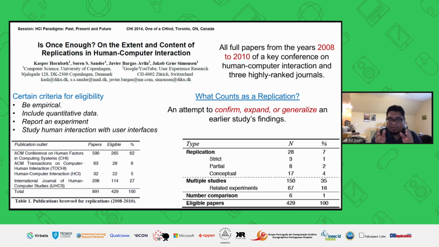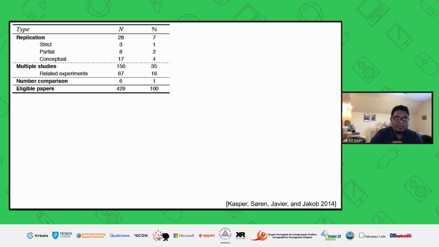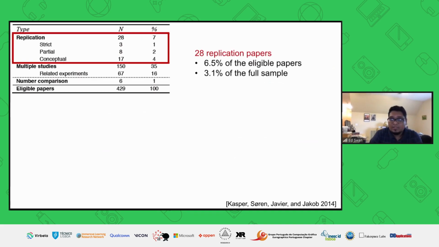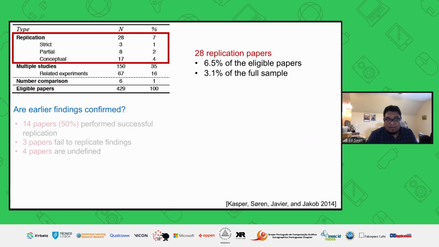Based on their replication criteria, they found their replication papers: strict replication, partial replication, and conceptual replication. If you look at only the replication portion, you can find that there are 28 replication papers in total, which is 6.5% of the eligible papers and just 3.1% of the full sample. The next question is whether the earlier findings were confirmed: how many of them are successful, and how many are unsuccessful. They found that among the 28 replication papers, 14 papers performed a successful replication, 3 papers failed to replicate, and 4 papers are undefined.